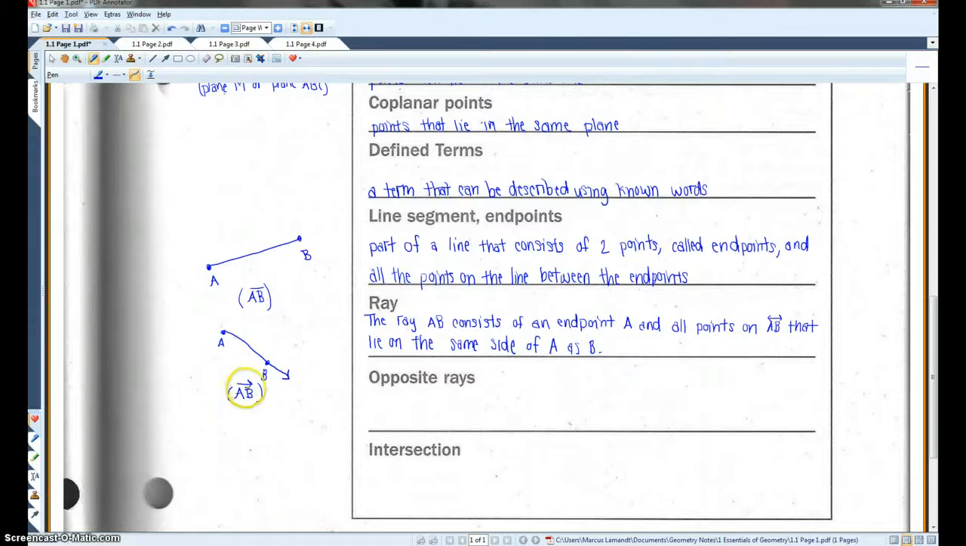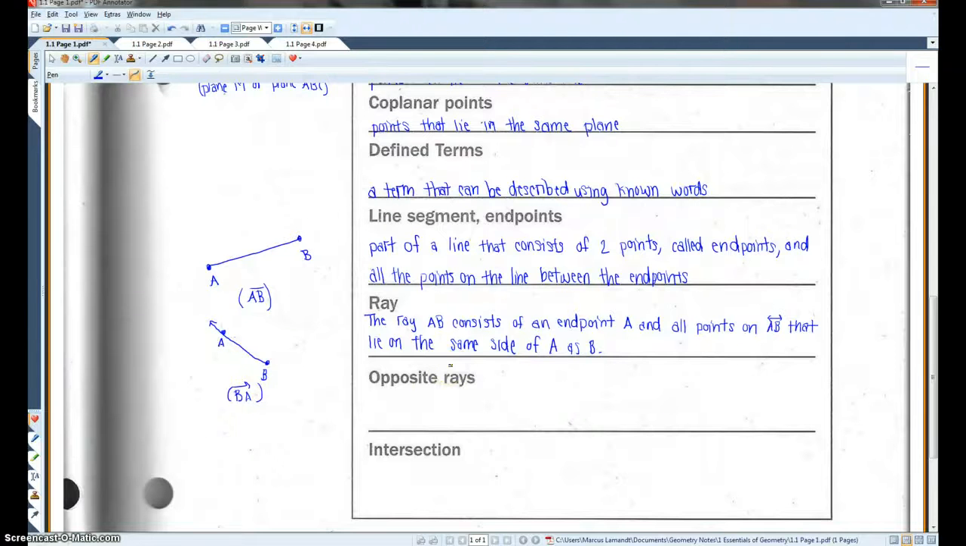Okay? Notice how when I name it, the arrow is over the B, which is where the arrow lies in the actual diagram. If the arrow was on this side, if it looked like here, if the arrow was going this way, this would be ray BA, with the arrow over the A. In your notes, you don't have to draw both of those diagrams that I just drew. You can just pick one and draw that one.